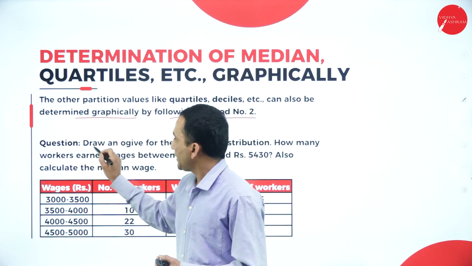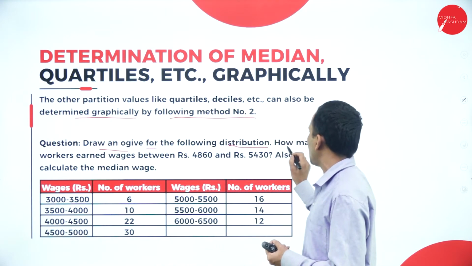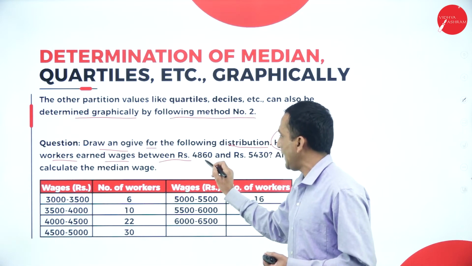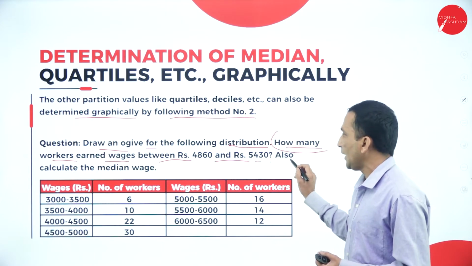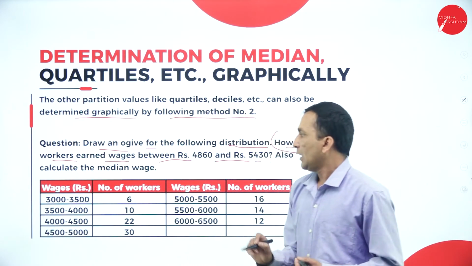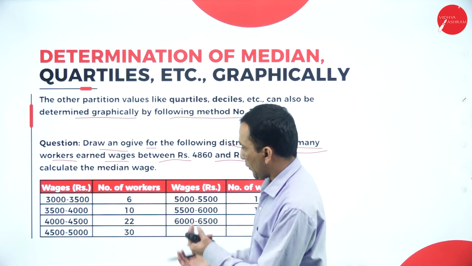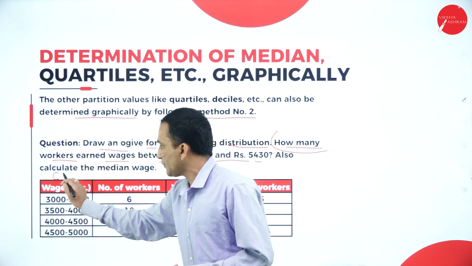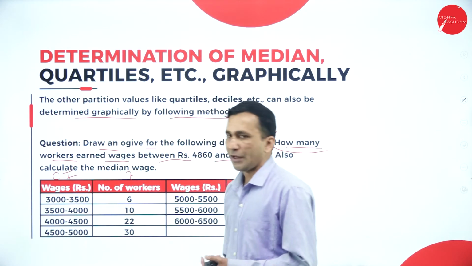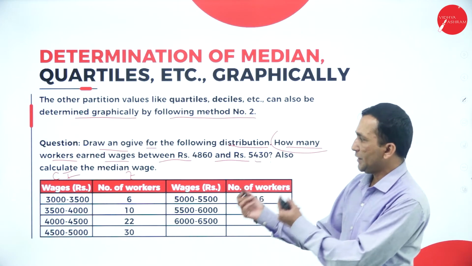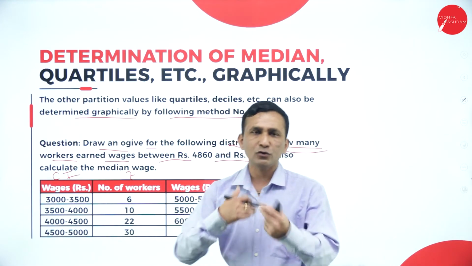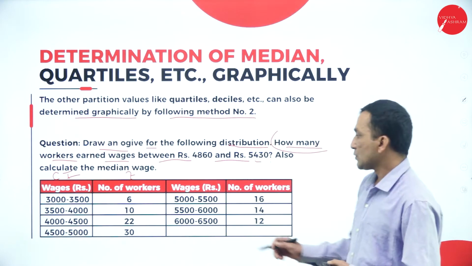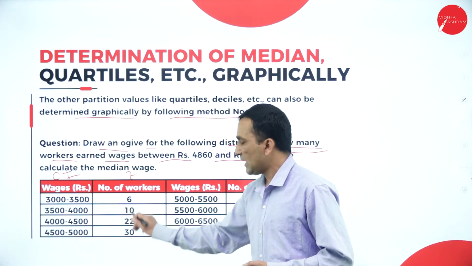Okay, now there is one question: draw an ogive for the following distribution. How many workers earn wages between 4,860 to 5,430, and also calculate the median wages. This problem looks like continuous, grouped data. In this case the class interval is given and the frequency is also given. So with the help of the continuous series and the frequency, you have to convert into cumulative frequency, because when we are trying to find the median, whatever frequency is given, we write it as it is.